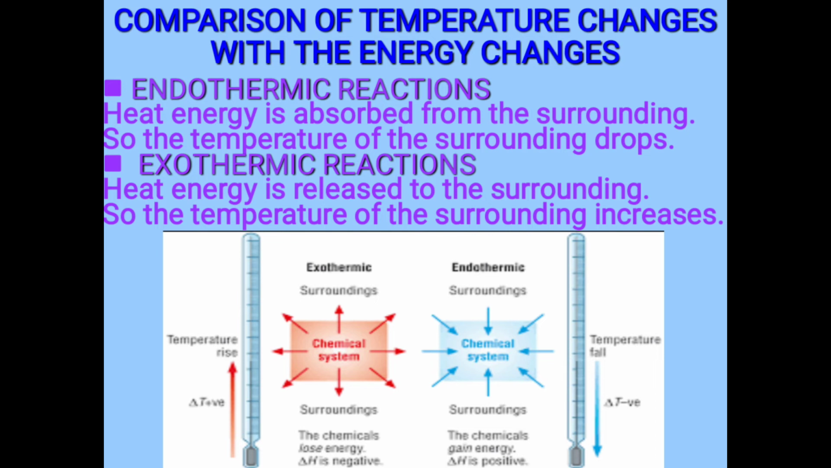So therefore, the chemicals in an exothermic reaction lose energy. And when they lose energy, the ΔH, or enthalpy change, is negative.